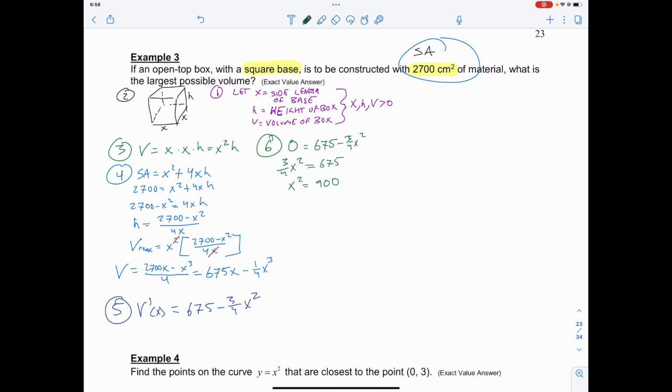When I square root both sides, technically I should take the positive and negative square root, the positive square root of 900 and the negative square root of 900. But we already said that it can't be a negative number, which means that it can only be the positive square root, which is 30, because x has to be greater than 0, like we already stated. We're going to do our first derivative test.